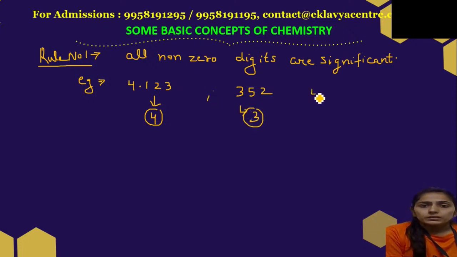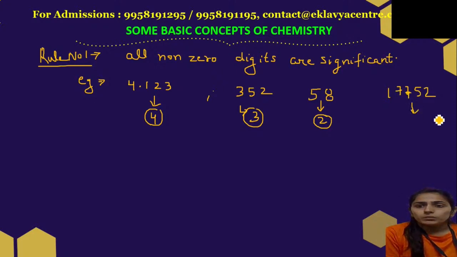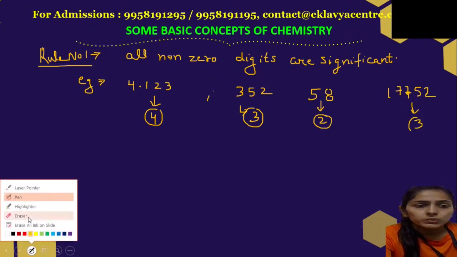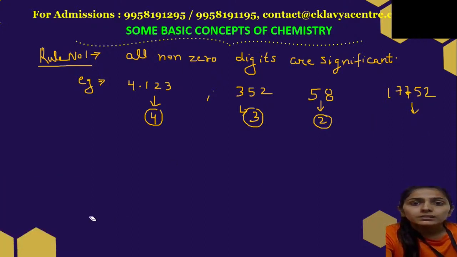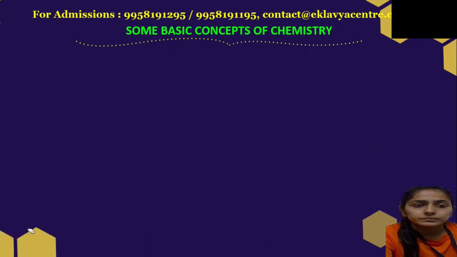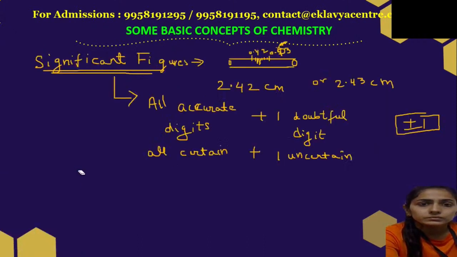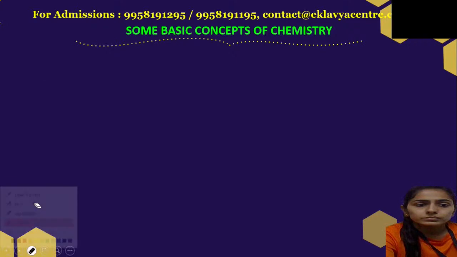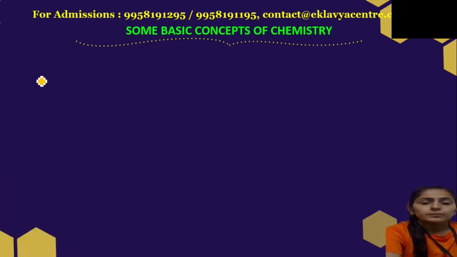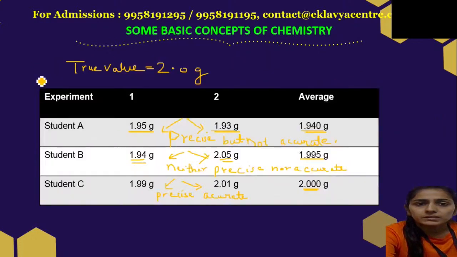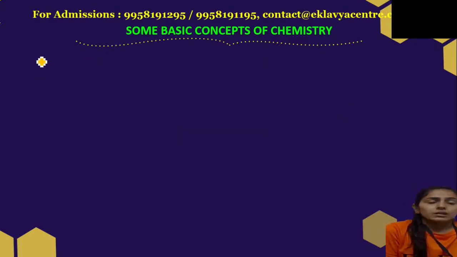If I have 558, the number of significant digits is 3. If I have 1775, the number of significant digits is 5. Clear? So all non-zero digits are significant. Okay, I think by mistake I have removed all the ink on the slide. I'll write it again.